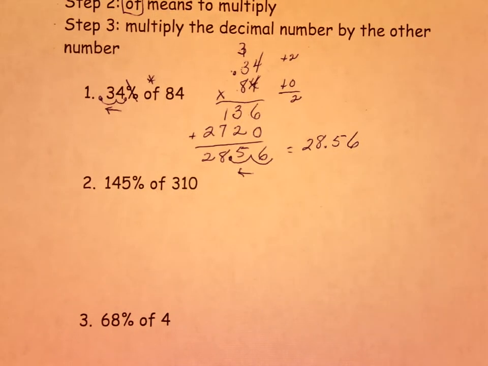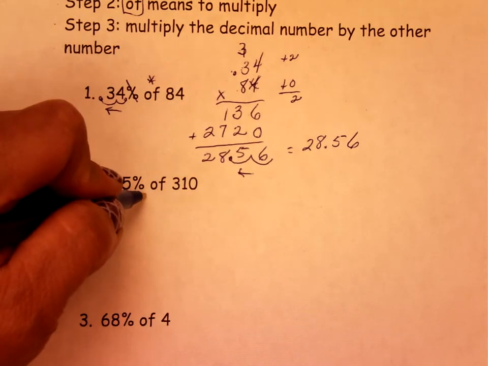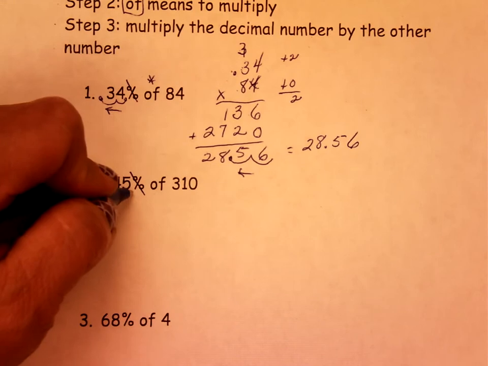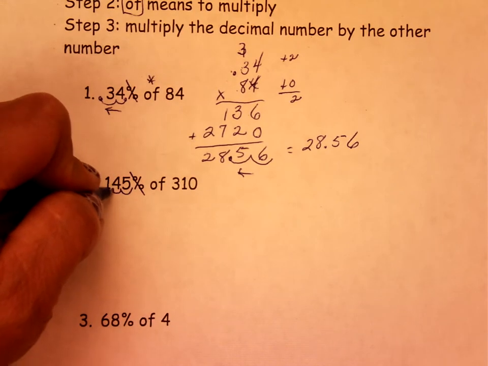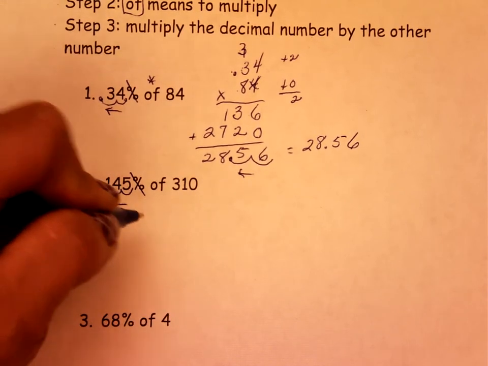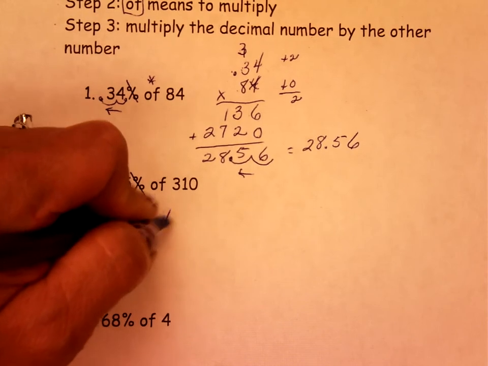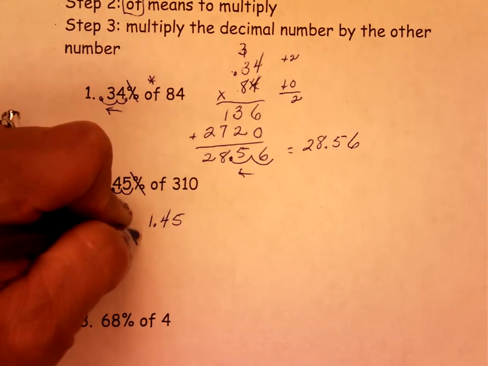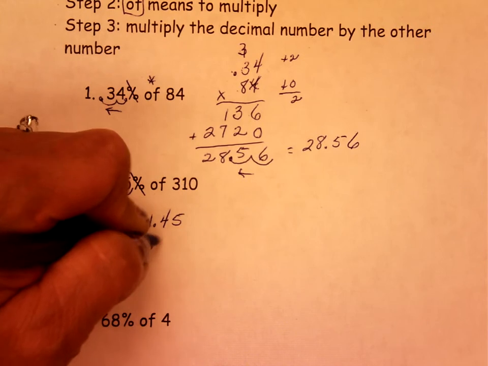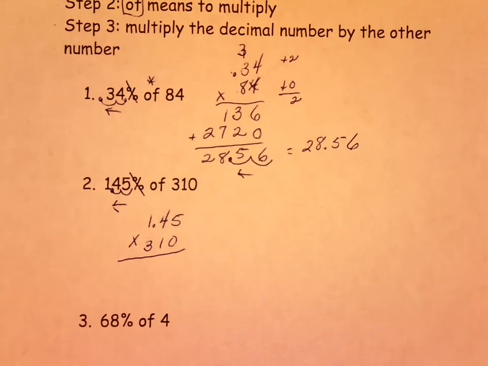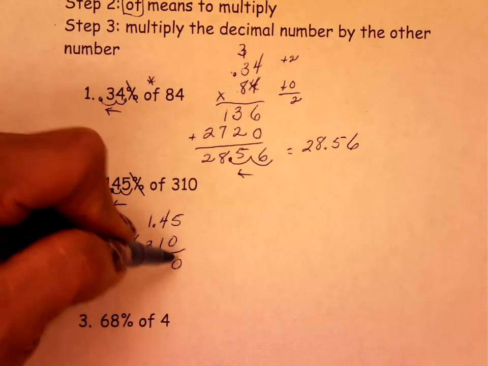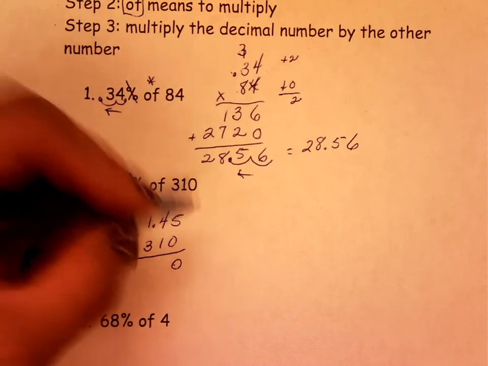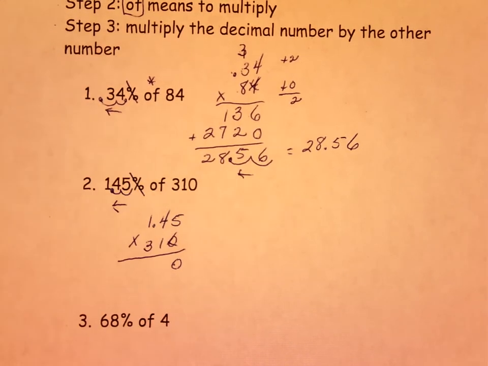You have 145% of 310. Step 1 says to change your percent to decimal, so cross out your percent, move the decimal 2 places to the left, and so you have 1.45. The word of tells you to multiply times 310. So now you're going to multiply. 0 times 5 is 0, but anything you multiply by 0 is 0, so I'm just going to cross out the 0 and have the 0 as a placeholder.